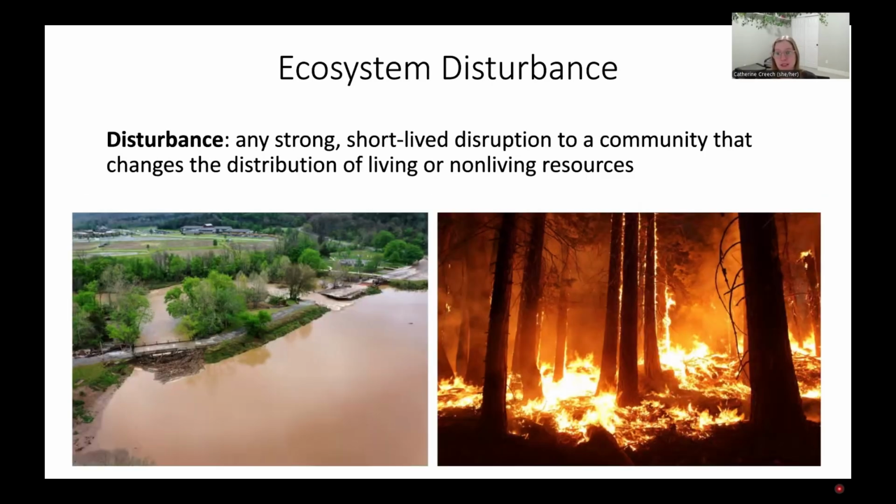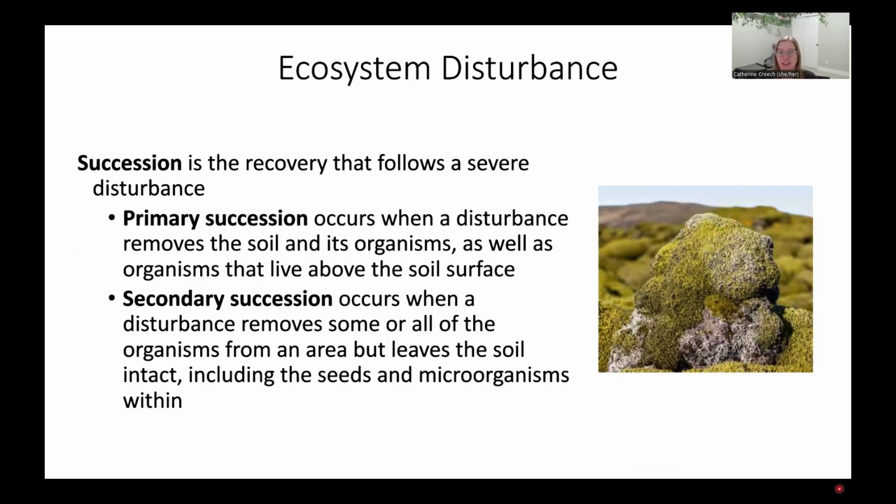Now, what's a disturbance? A disturbance is anything that's going to disrupt the species distribution and range and overall abiotic factors of an ecosystem. For example, a flood, a fire, an earthquake, a volcanic eruption, humans moving into the area and building suburbs, whatever it is, those are ecosystem disturbances. And how an ecosystem responds to a disturbance is fascinating. We call this process succession. There's two types of succession.